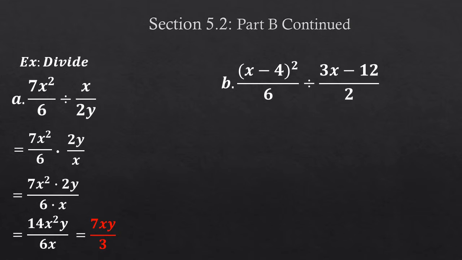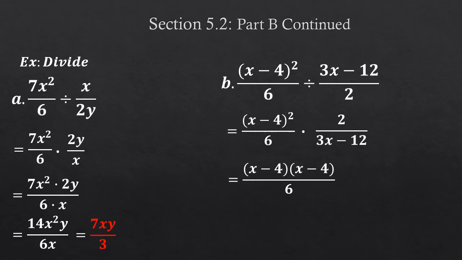Here once again, x minus 4 to the second power over 6 divided by 3x minus 12 over 2. Once again, we apply the copy, change, flip process. So we copy the first fraction down again, change the sign from division to multiplication, flipping over the second fraction. Now, if you remember from previous chapters, x minus 4 to the second power is shorthand for x minus 4 times itself twice, times the right hand side.